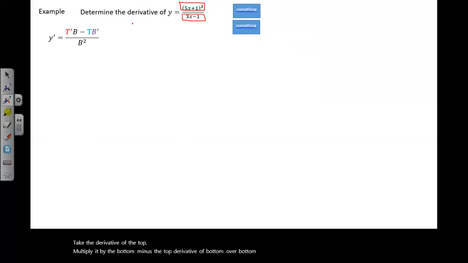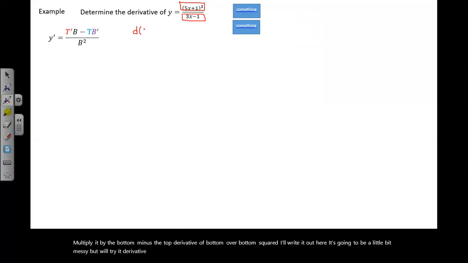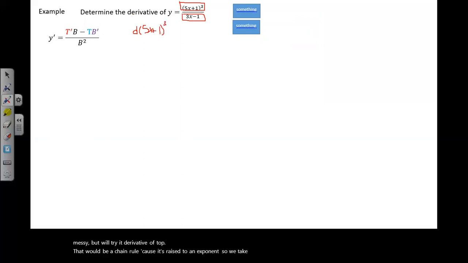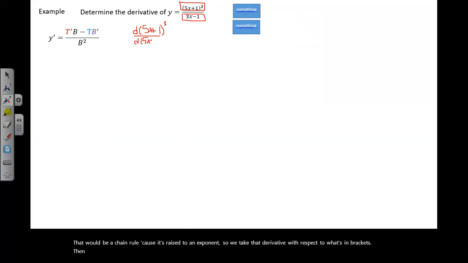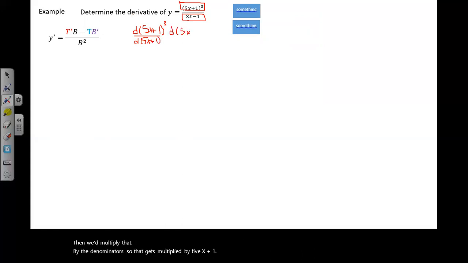I'll write it out here. It's going to be a little bit messy, but we'll try. Derivative of top, that would be a chain rule because it's raised to an exponent. So we take that derivative with respect to what's in brackets. Then we'd multiply that by the denominator. So that gets multiplied by 5x plus 1 with respect to x. That's derivative of top.